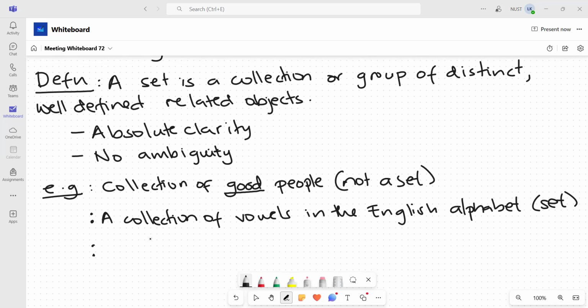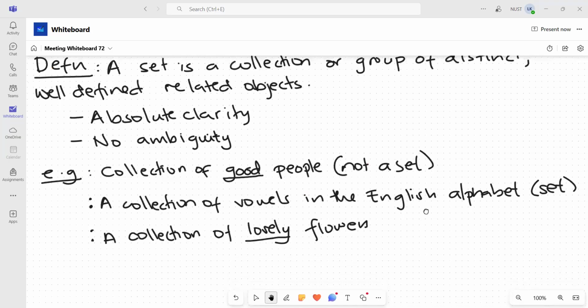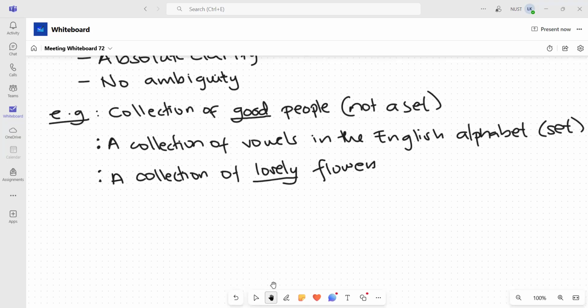Another one, we have a collection of lovely flowers. Again, the use of the word lovely is what would disqualify this collection from being a set, because lovely can be up to an individual. What one person considers lovely is not necessarily what another would consider lovely.